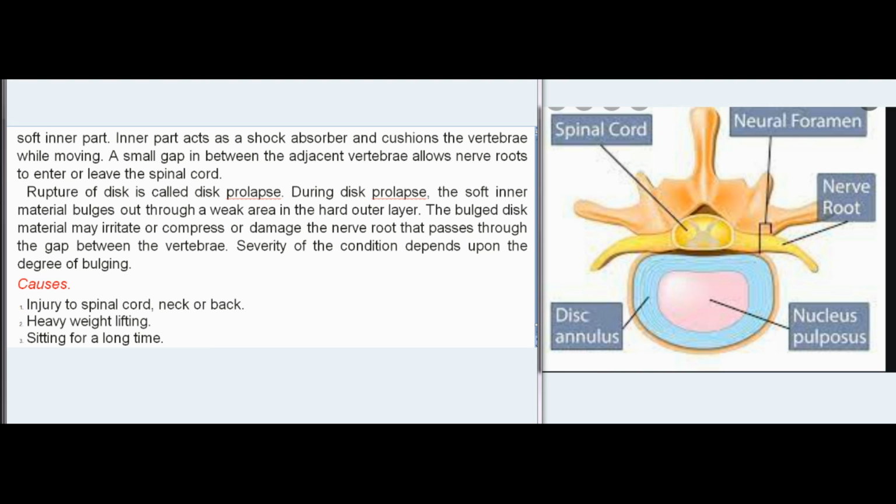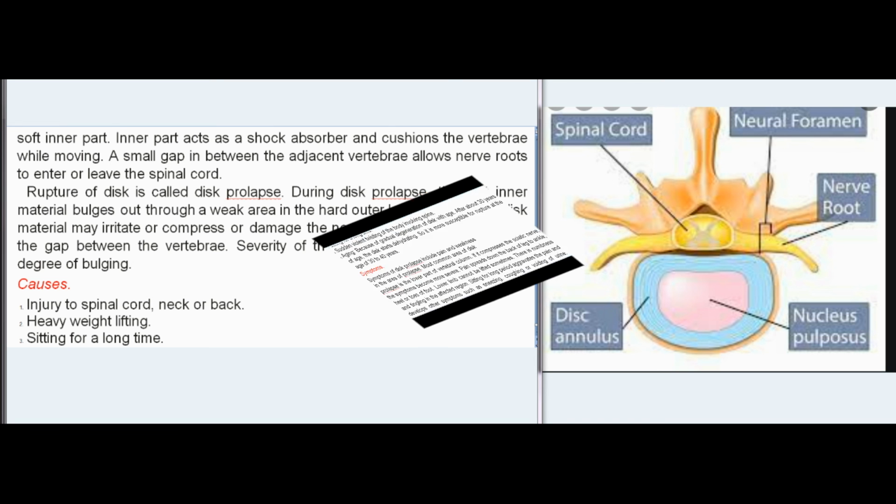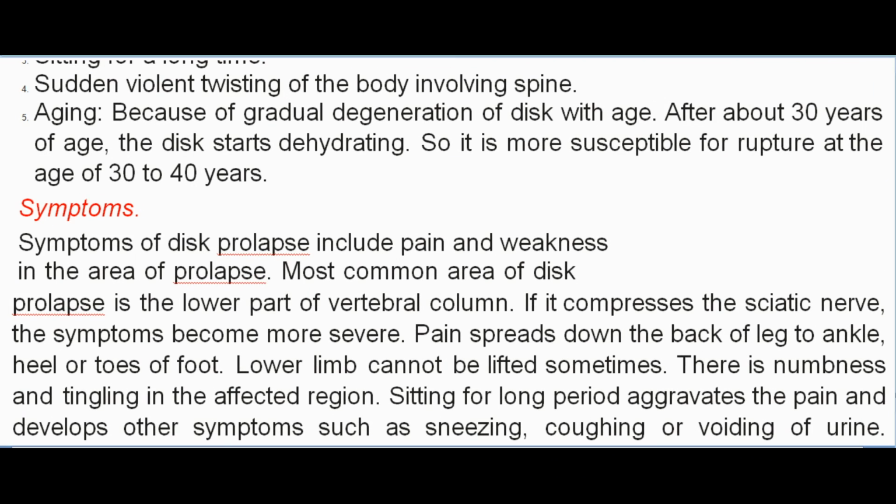During disc prolapse, the soft inner material bulges out through a weak area in the hard outer layer. The bulged disc material may irritate or compress or damage the nerve root that passes through the gap between the vertebrae. Severity of the condition depends upon the degree of bulging. Causes: injury to spinal cord, neck, or back. Heavy weight lifting. Sitting for a long time. Sudden violent twisting of the body involving spine.